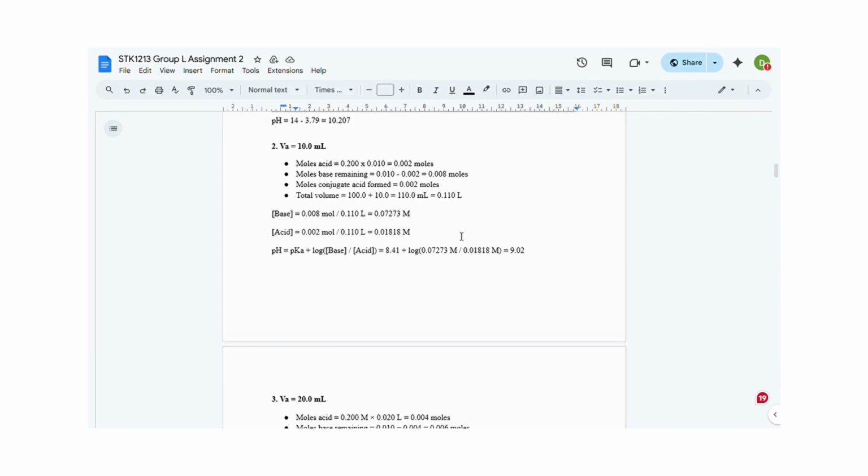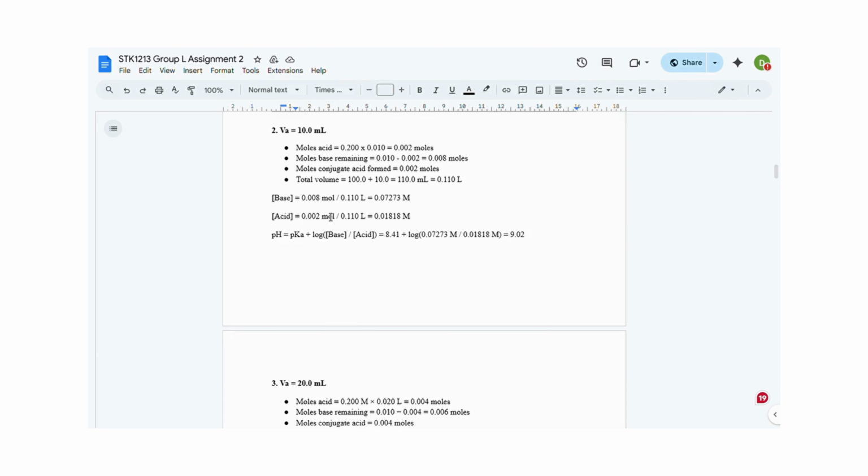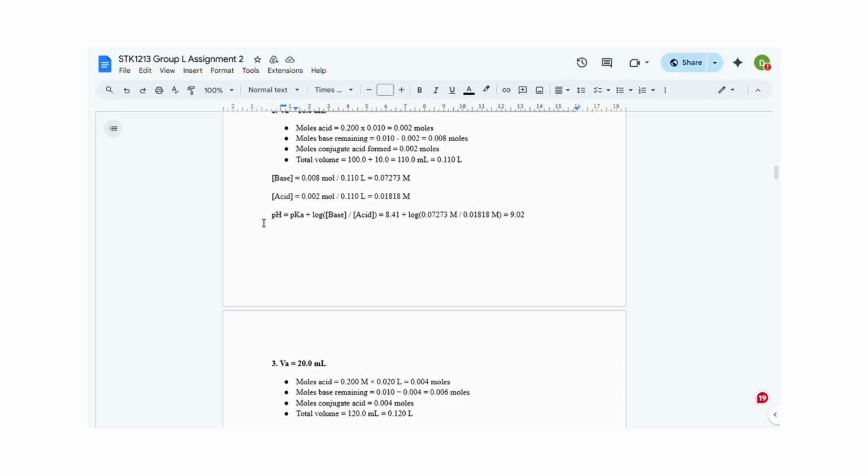So how to find the concentration? We can divide the mole by liter, and we get 0.07273 mol for base, and then for acid 0.01818 mol. And then how to find the pH? We can use this: pH equals pKa plus log of base divided by acid, mol base and mol acid, and we can get 9.02.